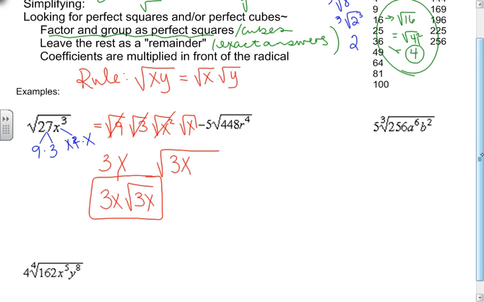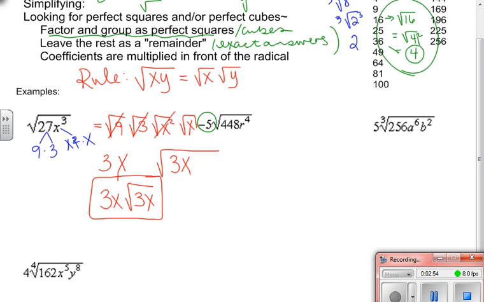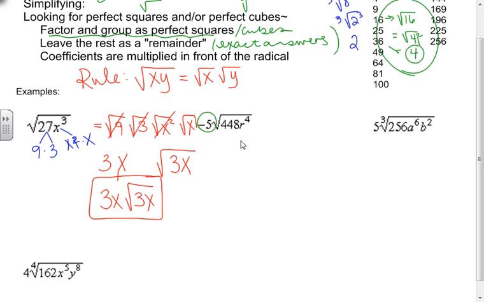If I go on to this next example, I already have a 5 up front. That's like a coefficient. And so I need to think about that in terms of multiplying out front. So I'm going to go ahead and factor 448. Now I can do it by perfect squares, or I can do it all the way down to prime numbers. I know 4 goes into that. It goes in there 112. I'm going to leave that because that's a perfect square.